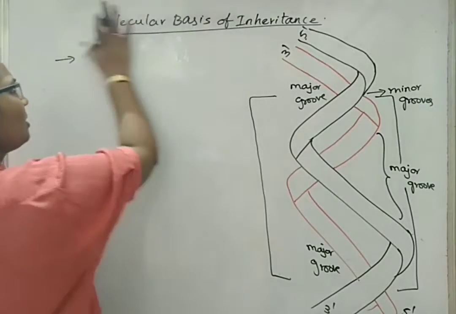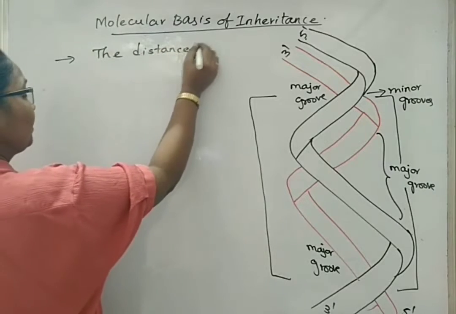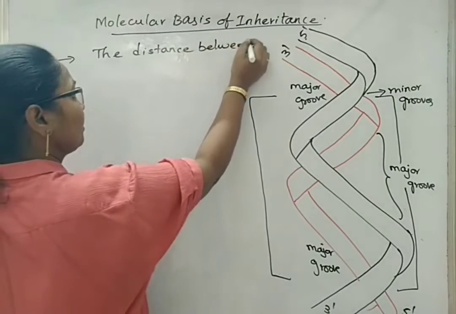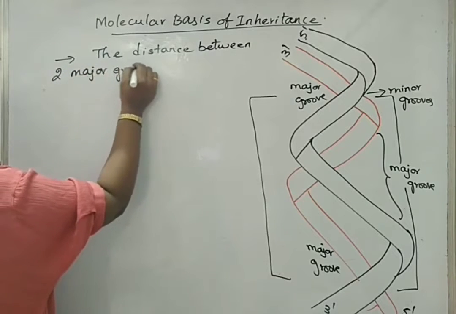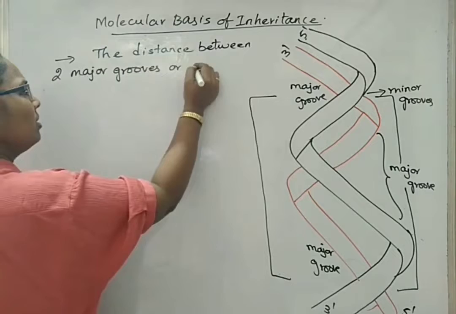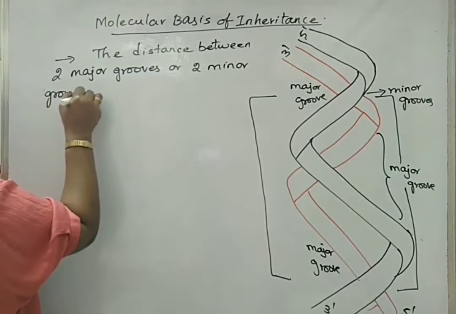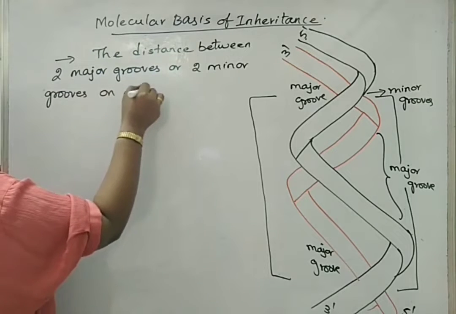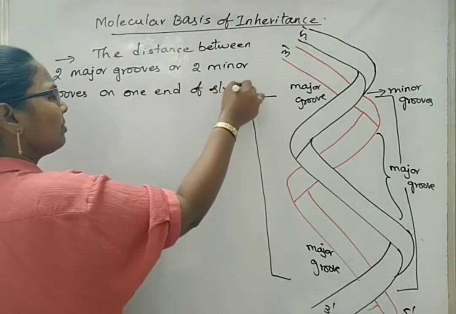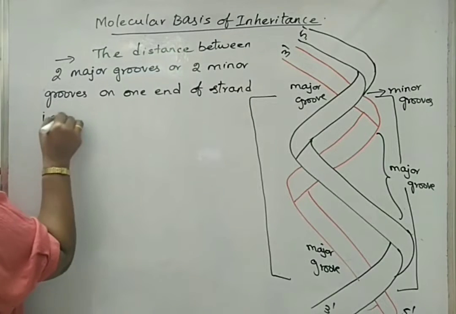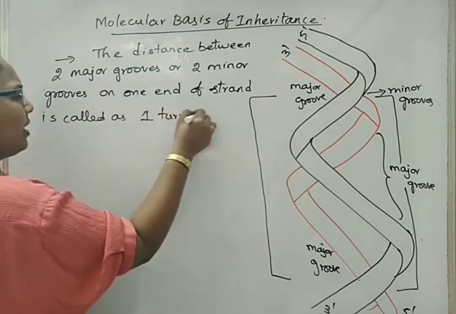What is one turn first? The distance between two major grooves or two minor grooves on one end of the strand is called one turn of DNA.